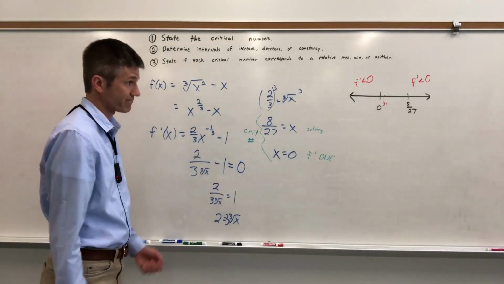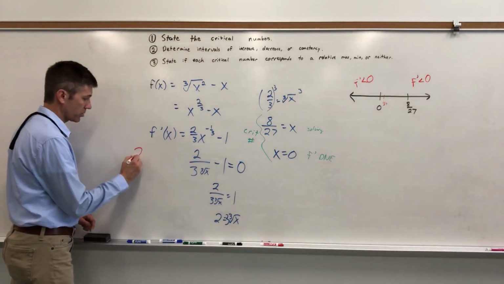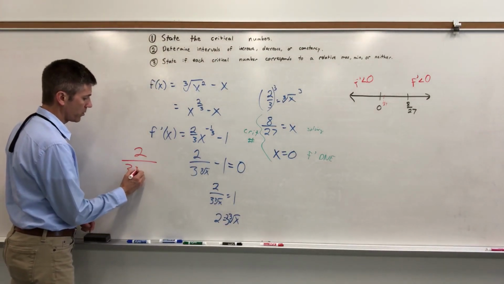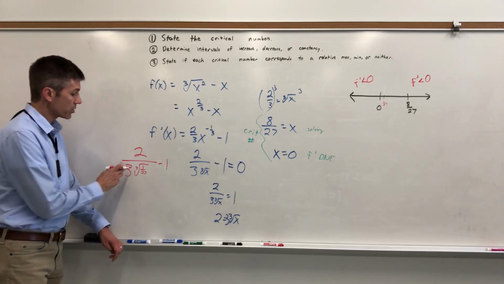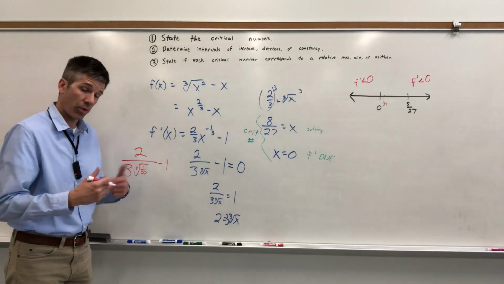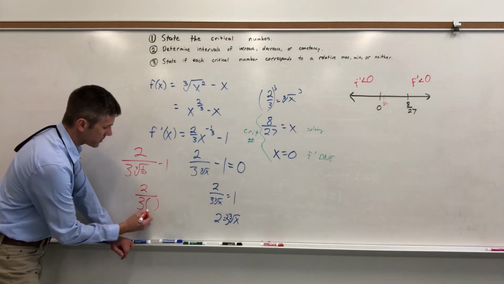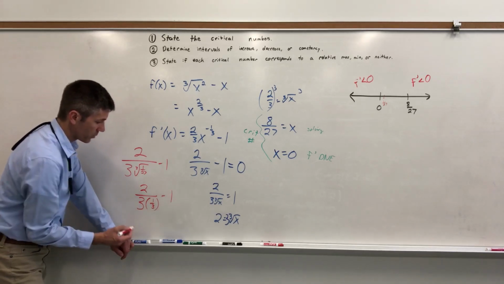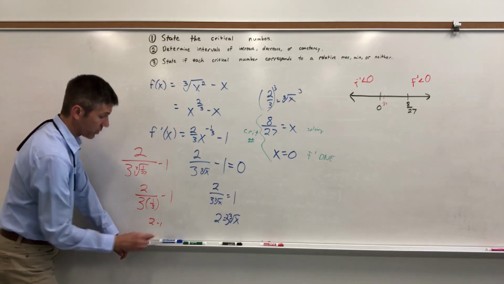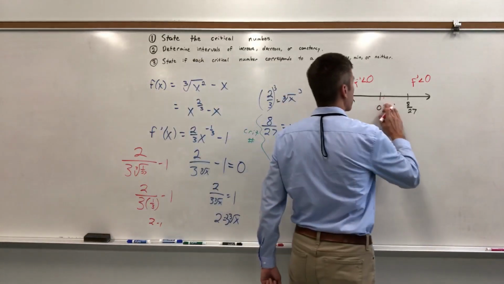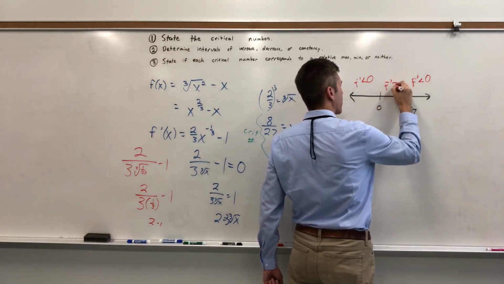1 over 27. Let's do it. So I'm going to pick 1 over 27. I'm going to plug it in. So 2 over 3 times the cube root of 1/27 and then minus 1. The cube root of 1 over 27 is 1/3. So I have 2 over 3 times 1/3 minus 1. 3 times a third is 1. I have 2 minus 1. I get a positive number. So plug in any number, and I plugged in a number that's fairly obvious once you think about it.